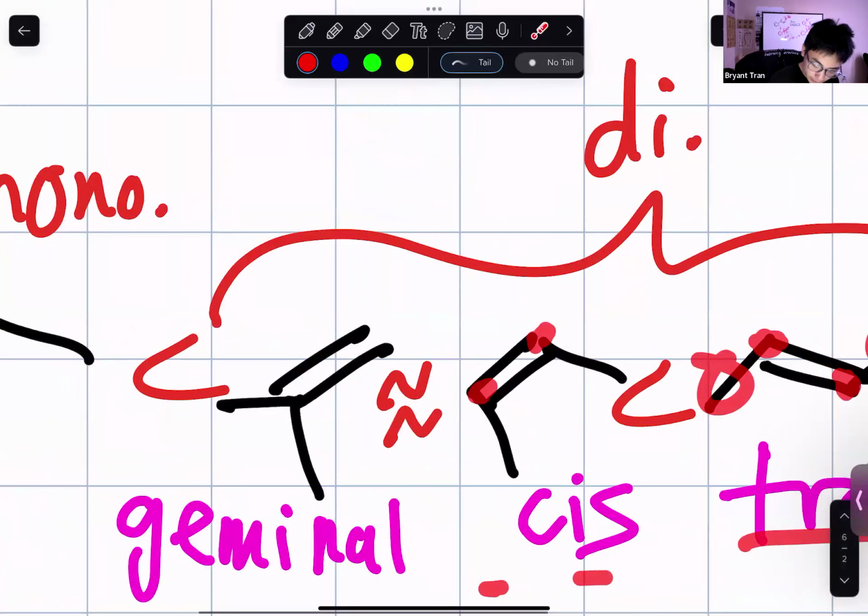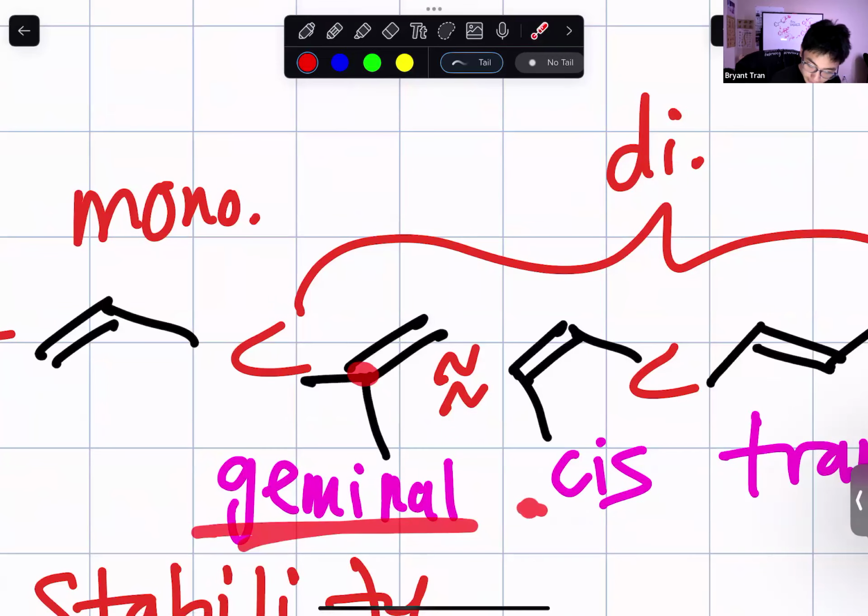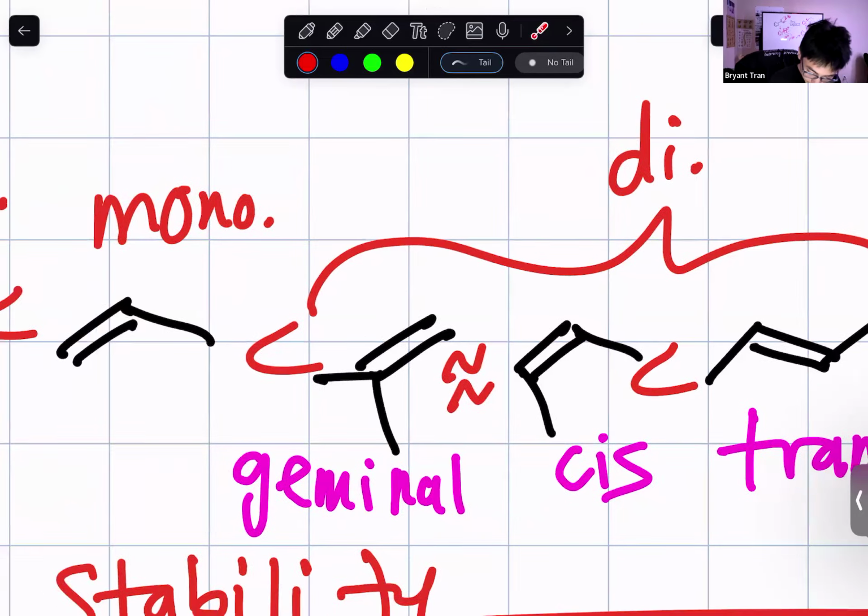But geminal, the two R groups are going to be coming off of the same carbon, not opposite carbons. And geminal and cis alkenes are going to be similar in stability, right? Cis and geminal, they're the same stability. Okay.